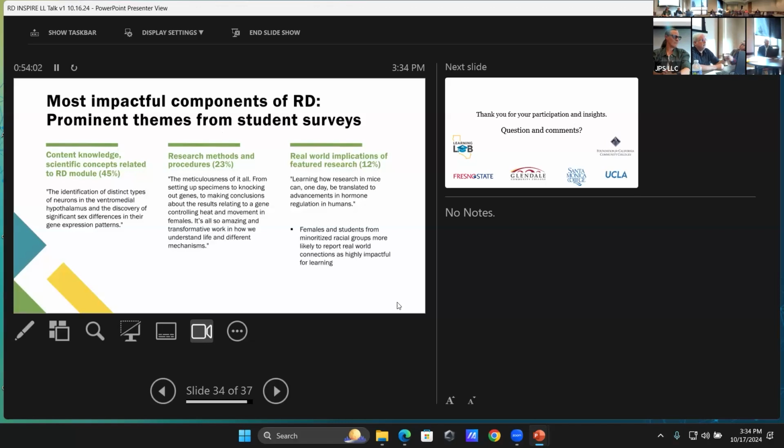And then we asked the students in an open-ended question, what was the most impactful component of the deconstruction? You see almost half said it was understanding the concepts and getting that content knowledge. And then there were others that talked about the research methods. And what was great to see is that we had a fraction who also talked about the real world implications of the research, which we know from previous work is very impactful for students that have been typically excluded or marginalized in these fields, in that they want to see that connection to the real world.